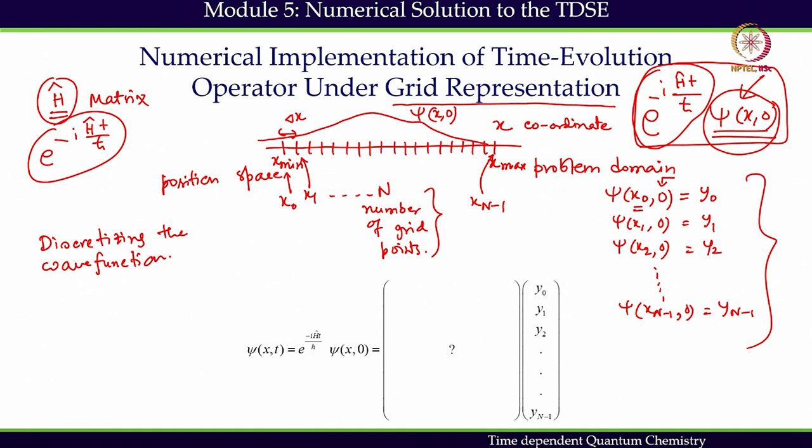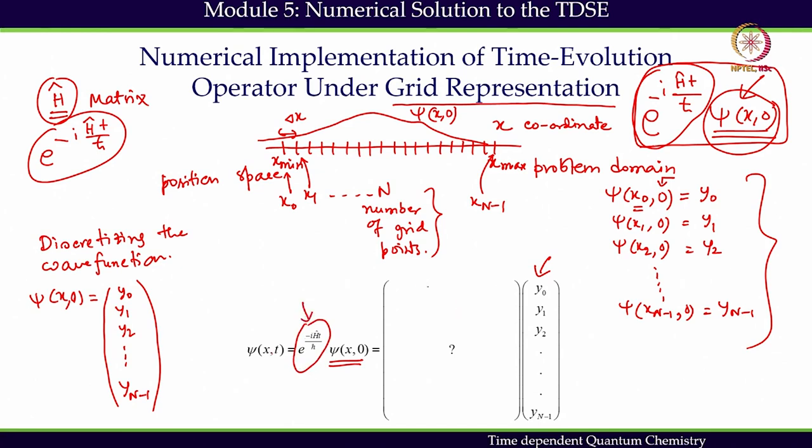This discretized wave function can be very conveniently represented as a column matrix, as we have seen. So the initial wave function will be represented as a column matrix like this: y 0, y 1, y 2, up to y n minus 1. And the moment we represent this part by a column matrix, the question is, how do I represent this exponential operator in terms of a matrix? Because in the end, if I multiply this matrix by the wave function, I get back the wave function at a particular time, and that's the motivation of doing this exercise. What would be the matrix representation of this exponential operator?